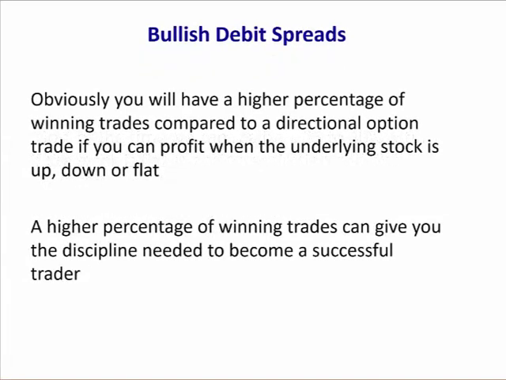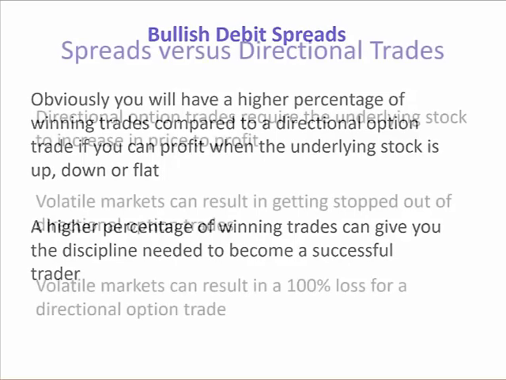So obviously you're going to have a higher percentage of winning trades with spread trades compared to directional option trades if you can profit when the underlying stock is up, down, or flat. And this higher percentage of winning trades can give you that discipline needed to become a successful trader.